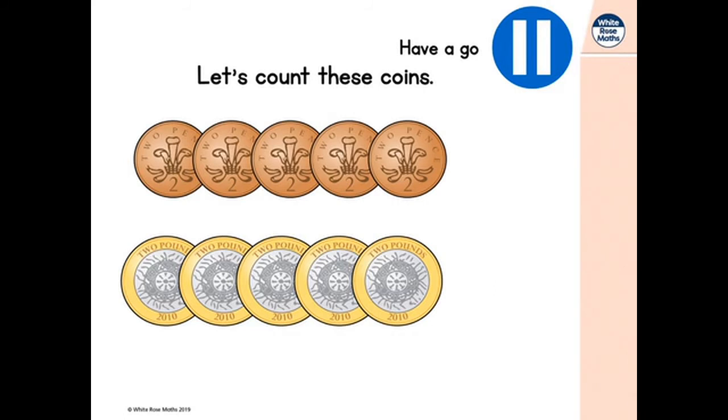Okay, let's look at the coins at the top. They're worth 2 pence. 2, 4, 6, 8, 10. That's 10p. Now the ones at the bottom are pounds, but they're also worth 2. So we can count by twos. 2, 4, 6, 8, 10. We can see here that this is 10 pounds.